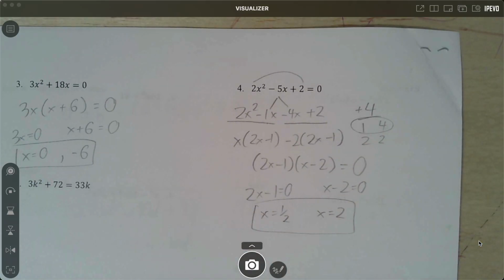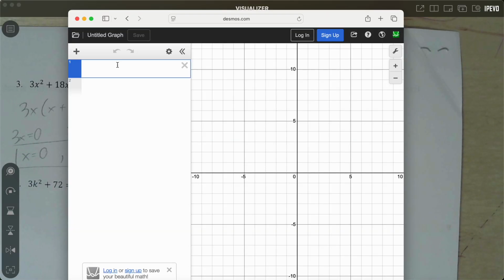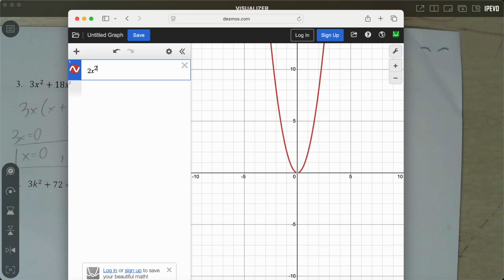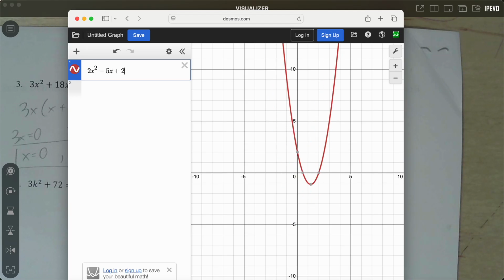All right. Now, what I want to do is show you what the graph of this looks like and show you the significance of what we've just found. So I'm going to write 2x squared minus 5x plus 2.